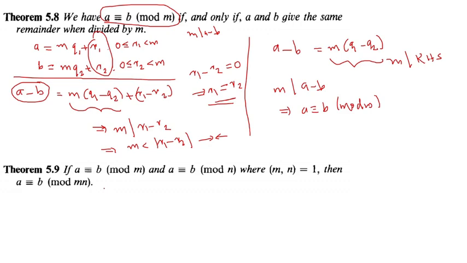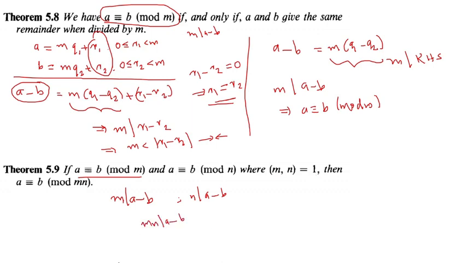Next theorem: if A is congruent to B mod M and A is congruent to B mod N, where GCD of M and N is 1, then A is congruent to B mod MN. So given that A is congruent to B mod M, that means M divides A minus B, and A congruent to B mod N means N divides A minus B. Moreover, GCD of M and N is 1, therefore MN must divide A minus B.